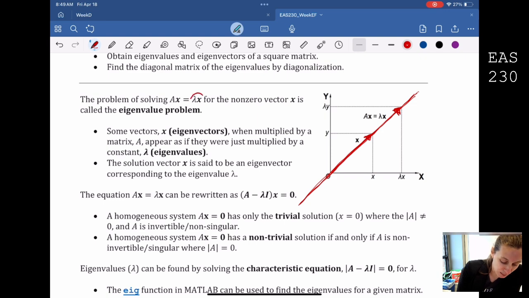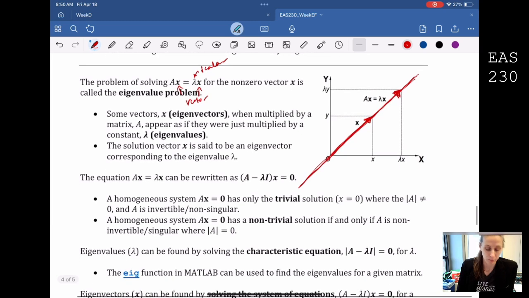So now instead of it being B, we're interested in terms of which vectors stay on that line. Okay, so the problem of solving AX equals lambda x, lambda being a scalar, and x being this vector, for the non-zero vector x is called the eigenvalue problem, and you saw them in your project. So some vectors, when multiplied by A, just appear as if they're multiplied by a constant. So we want to figure out how to find these eigenvectors and how to find these eigenvalues being those scalars.